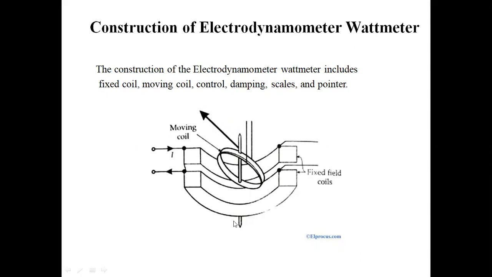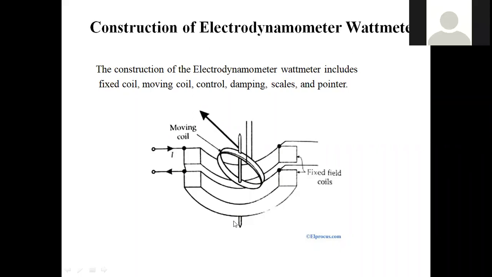The circular moving coil is also called a pressure coil. This pressure coil is connected in parallel to the applied voltage. See, this is how the applied voltage is flowing. So whenever the current is flowing in the fixed coil, the current flowing in the fixed coil is directly proportional to the voltage applied to the moving coil.